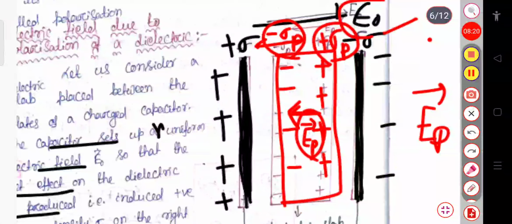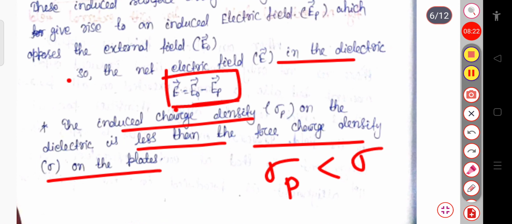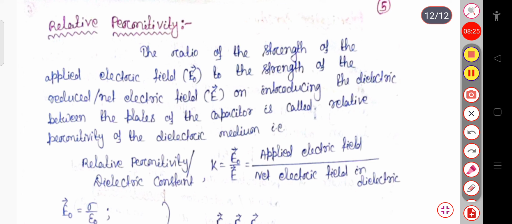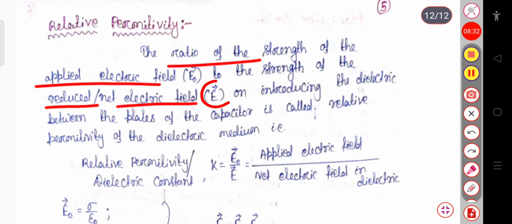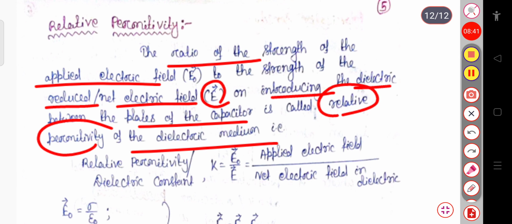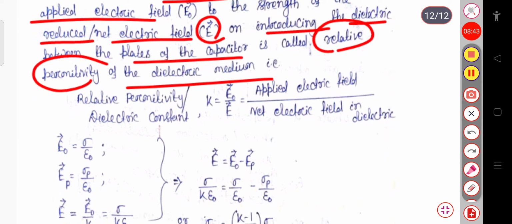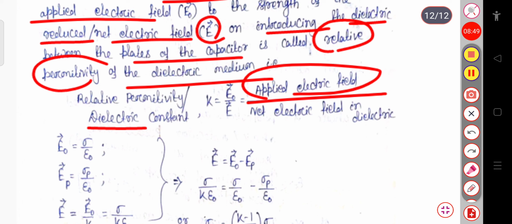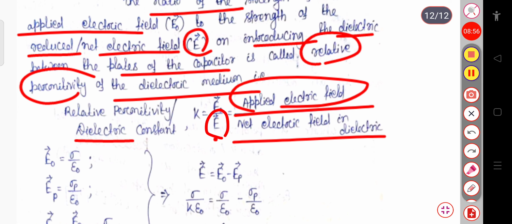Okay, now we will see the relative permittivity. The ratio of the strength of the applied electric field to the strength of the reduced or net electric field E, on introducing the dielectric between the plates of the capacitor, is called the relative permittivity of the dielectric medium. That is, the relative permittivity or dielectric constant K is equal to the applied field divided by the net electric field in the dielectric, that is E naught divided by E. And you know this net electric field E is equal to E naught minus EP.